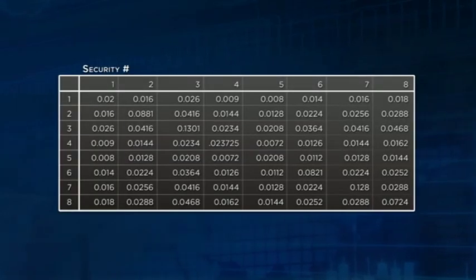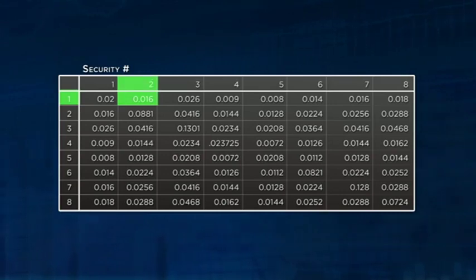You would list the securities across the top and down the side. The first entry in the table would correspond to the first column for the first security and the first row, also for the first security. That entry would contain the covariance between security 1 and itself. This is simply the variance of the first security. The next entry over to the right would correspond to the first security from the first row and the second security from the second column. This entry is the covariance of the first security with the second security.